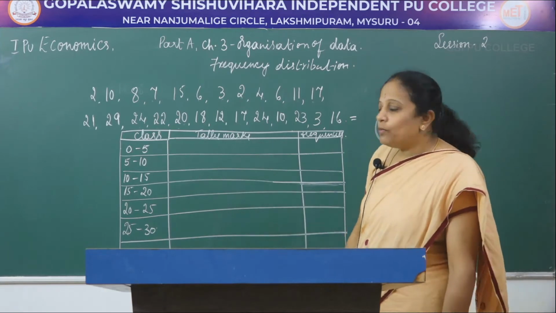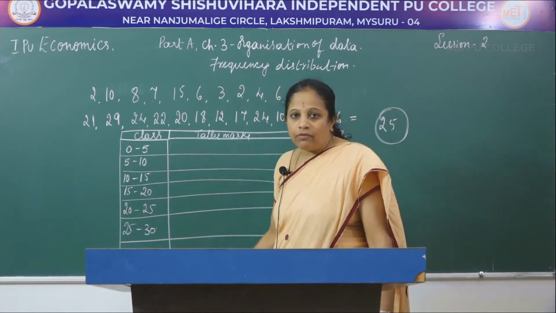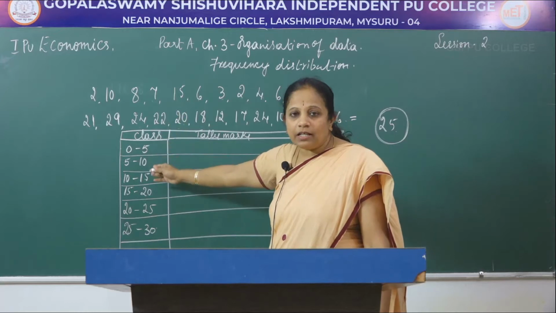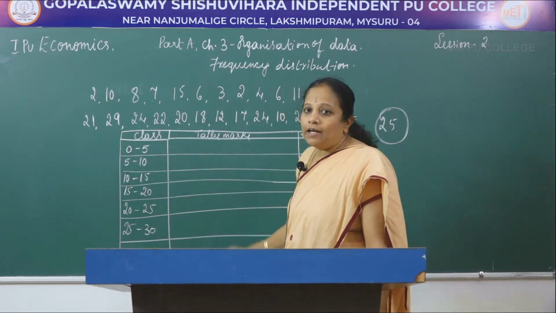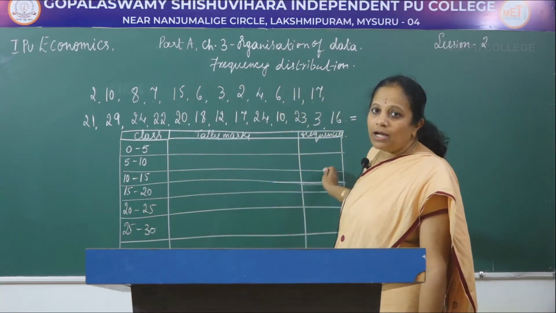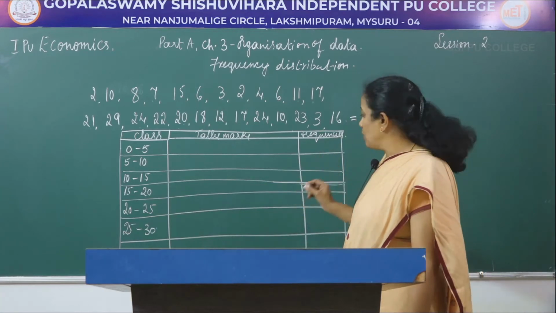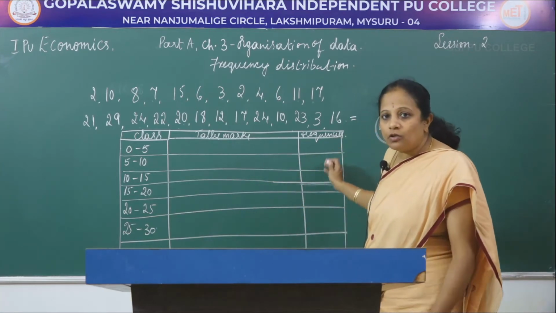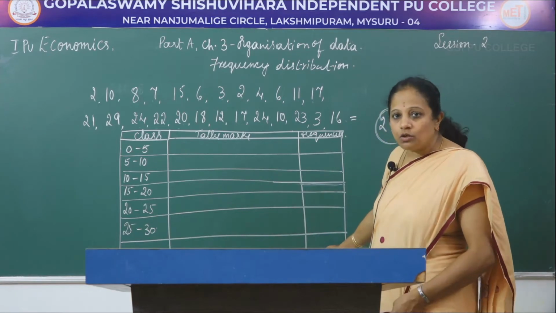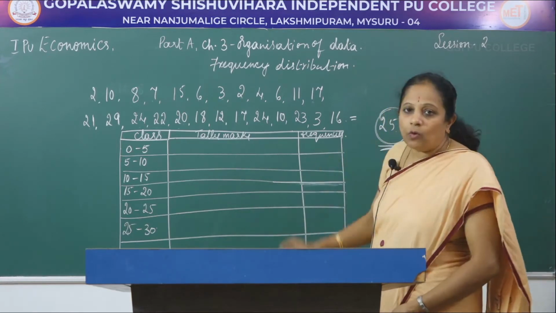When we put the tally marks and arrange these numbers in the respective classes, with the tally marks we will come to the frequencies. So, we will get the frequencies, and the total of these frequencies should again be 25 only.